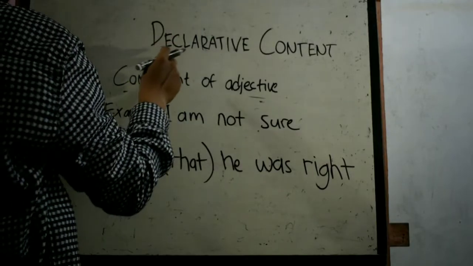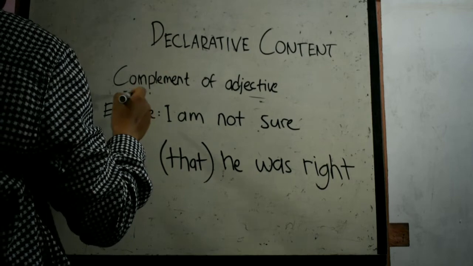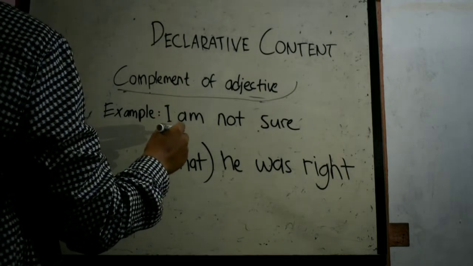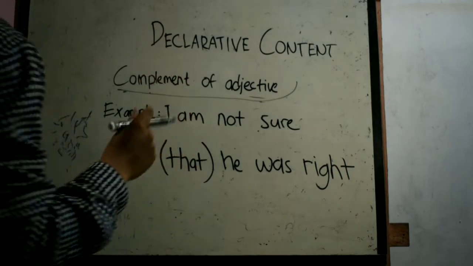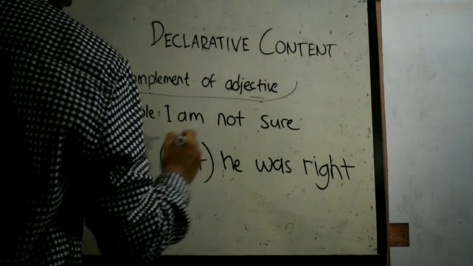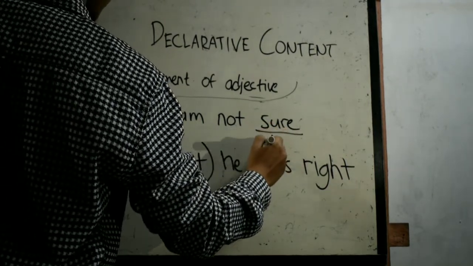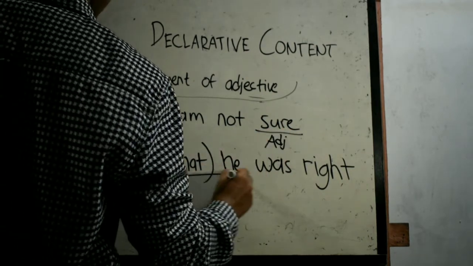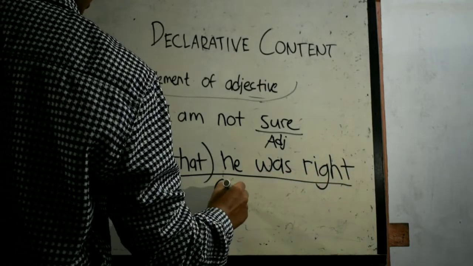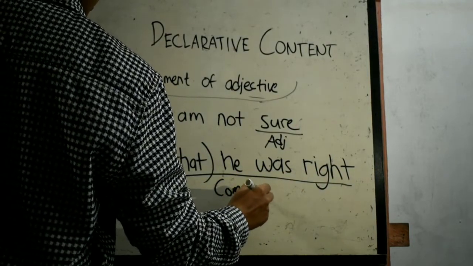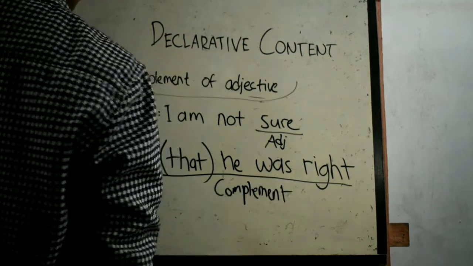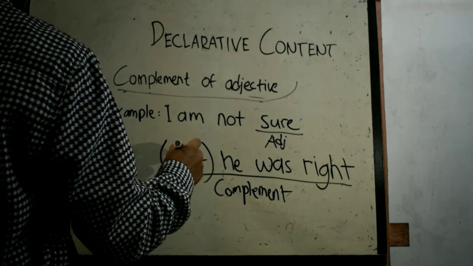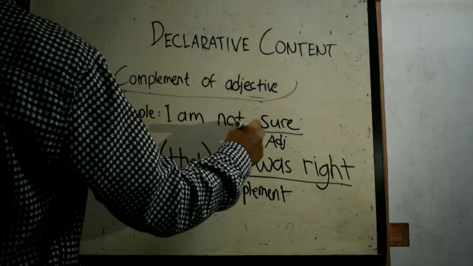The next topic in declarative content is complement of adjective. As an example, I am not sure that he was right. Sure is the adjective, and then that he was right is the complement. So we can know the complement of adjective because that has sure before the complement.